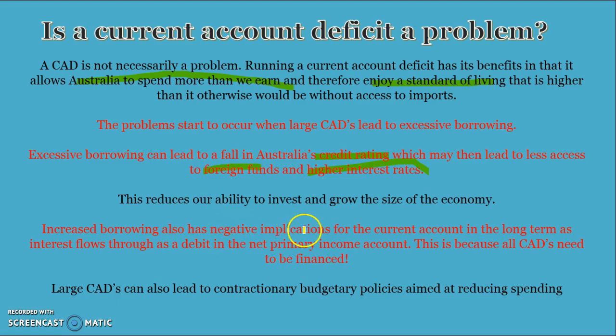Increased borrowing can also have negative implications for the current account in the long term because we have to pay debits through net primary income, and all of that has issues for increasing the size of the CAD. So it can be a problem if it leads to a reduction in our credit rating, if it leads to more debits in the net primary income account, and can also lead to contractionary budgetary policies. So the government may want to slow down spending, so slow down spending on imports, and then it can become a problem as well.